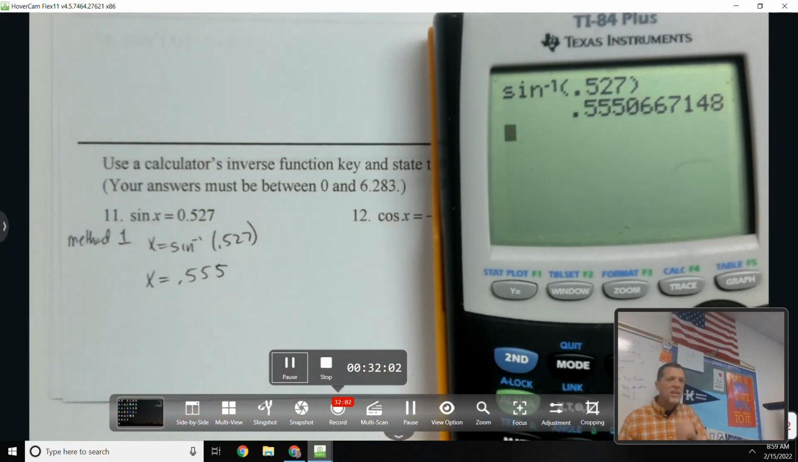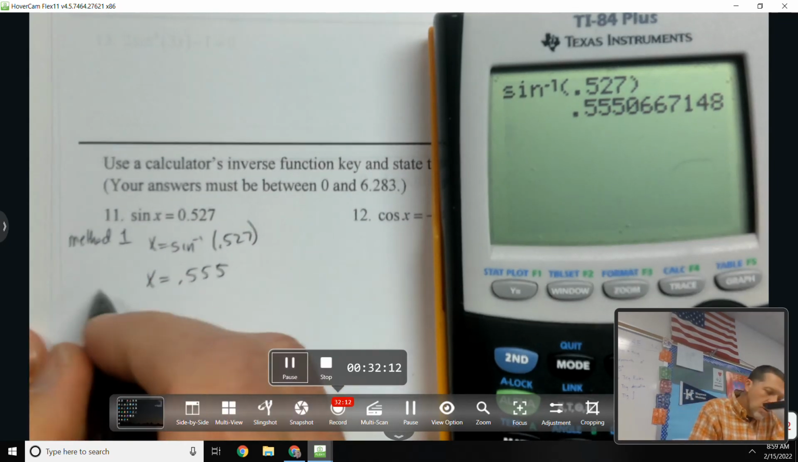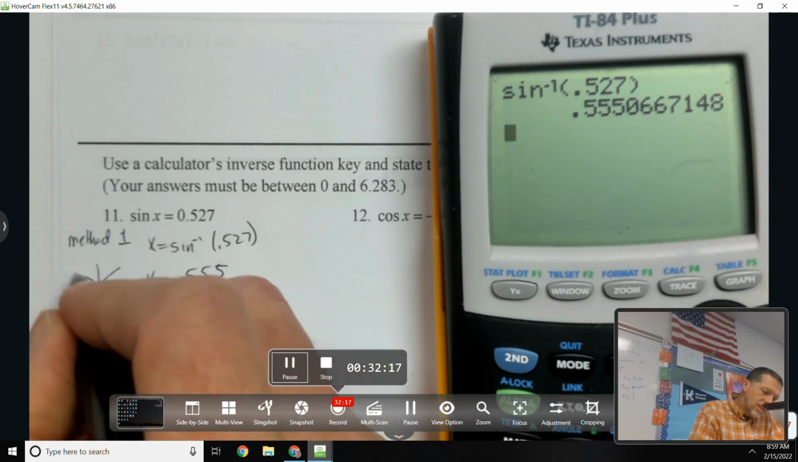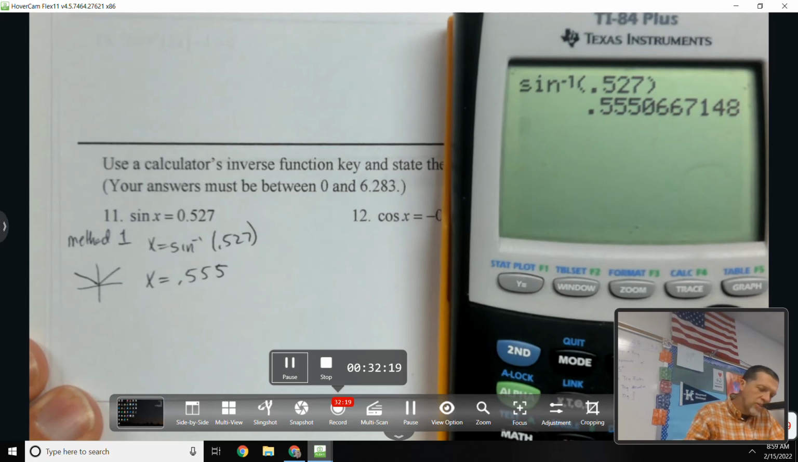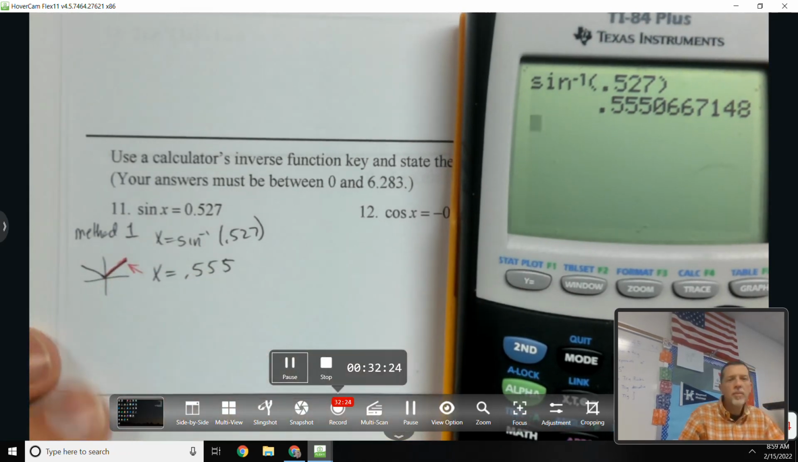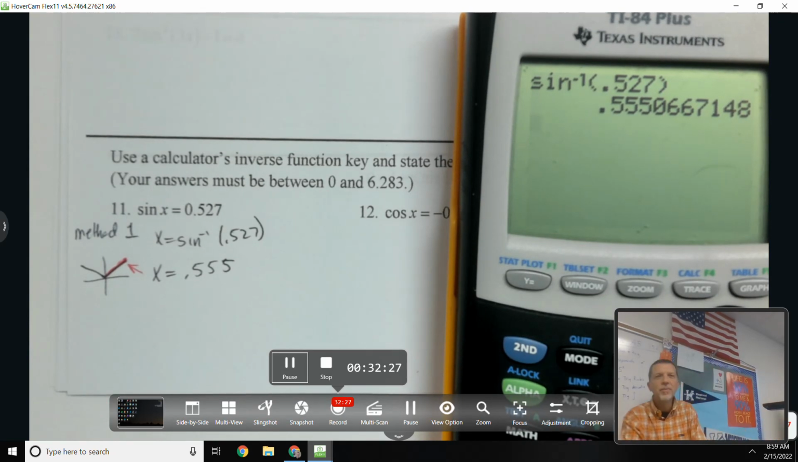Okay, but how many places have a positive sine on the unit circle? Or what quadrants? Let me back up. What quadrants have a positive sine? And we just found the first one. Is it always going to find it in the first quadrant? It's always going to find the easiest one. It uses the restrictions that we learned. The calculator knows those restrictions. So if there's a first quadrant answer, it'll be in the first quadrant.